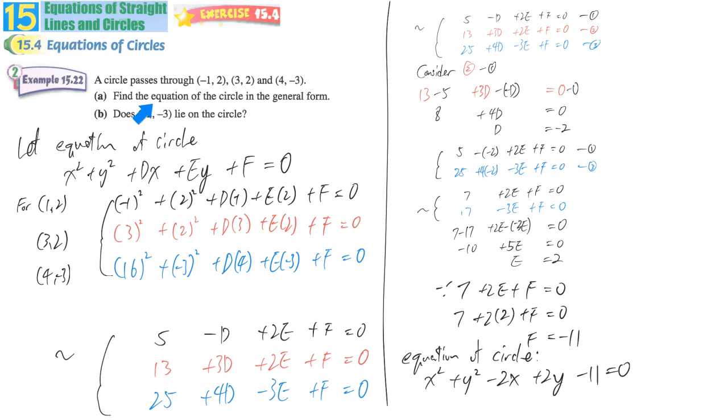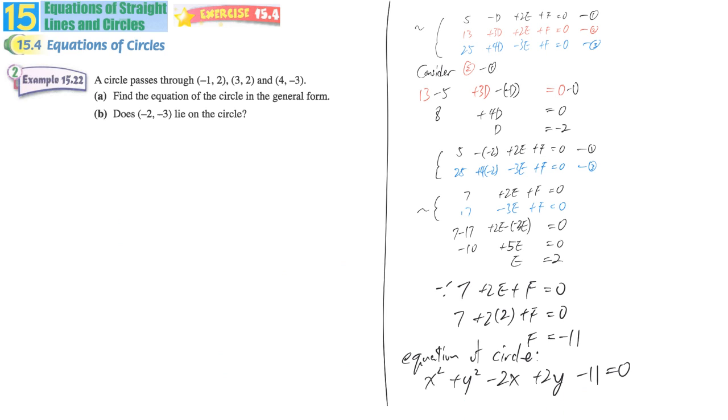In part B, to show whether this point lies on the circle, that means does this combination of x and y fulfill this requirement. We are going to consider when x equal to negative 2, y equal to negative 3, we have to check whether this expression is equal to 0. So don't write down the equation immediately. You have to separate this part and then compare with this part finally. So LHS is equal to something squared plus something squared minus 2 something plus 2 something, and then minus 11.